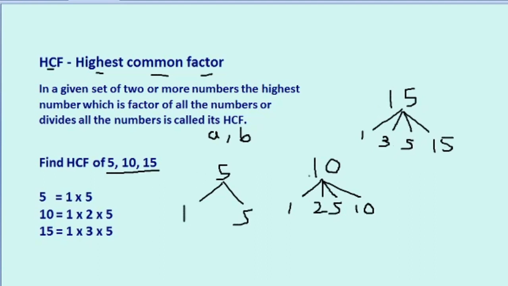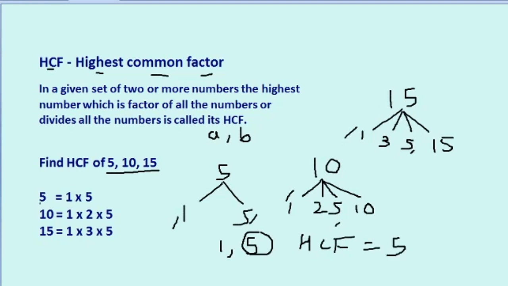Now, which are the common ones in this? 5, 10 and 15. If we say 1, we can find it in all the three numbers. Then we can find 5 in all the three numbers. So the common factors of 5, 10 and 15 are 1 and 5. Out of this, which is the highest? 5 is the highest. So HCF of 5, 10 and 15 will be equal to 5.